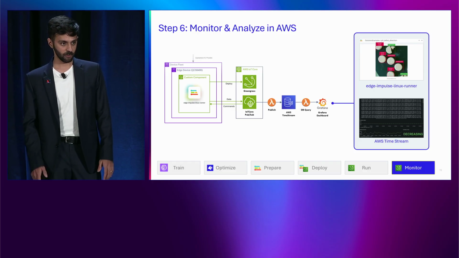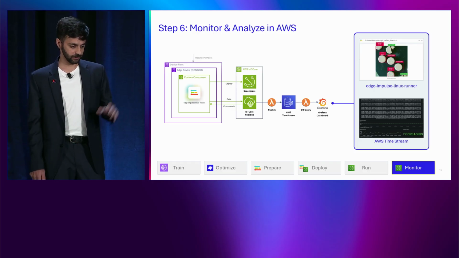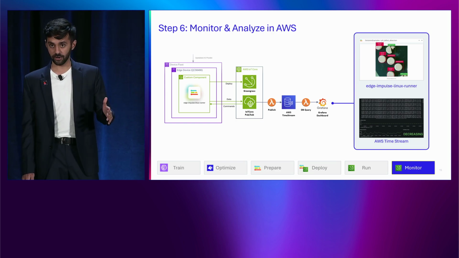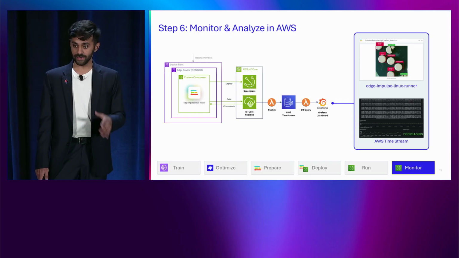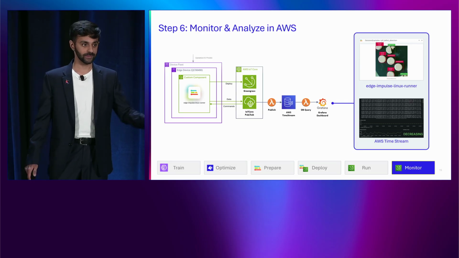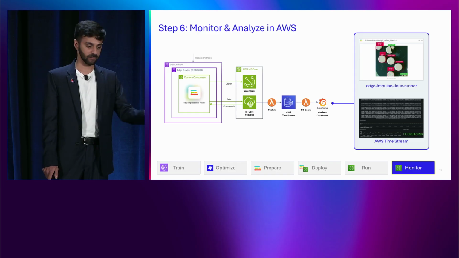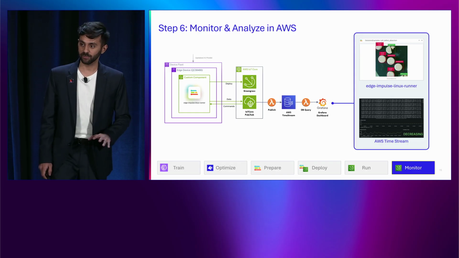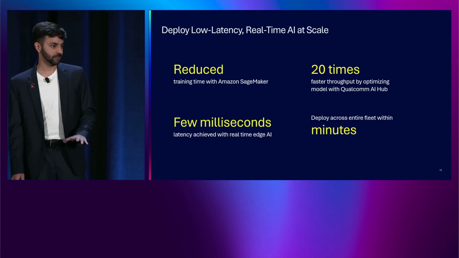All right, so we've gone through all of the steps, right? So we started with the training, we went to optimizing, we prepared the model on Edge Impulse, we deployed and ran it using Greengrass, and now we're also monitoring. So with that, we've completed the pipeline from start to finish. And let me just go through a couple of the learnings that we found.